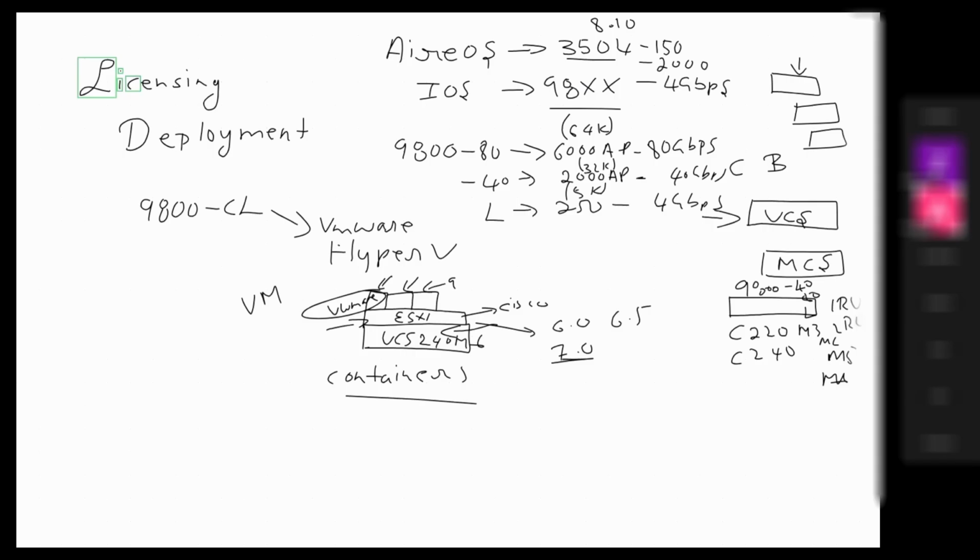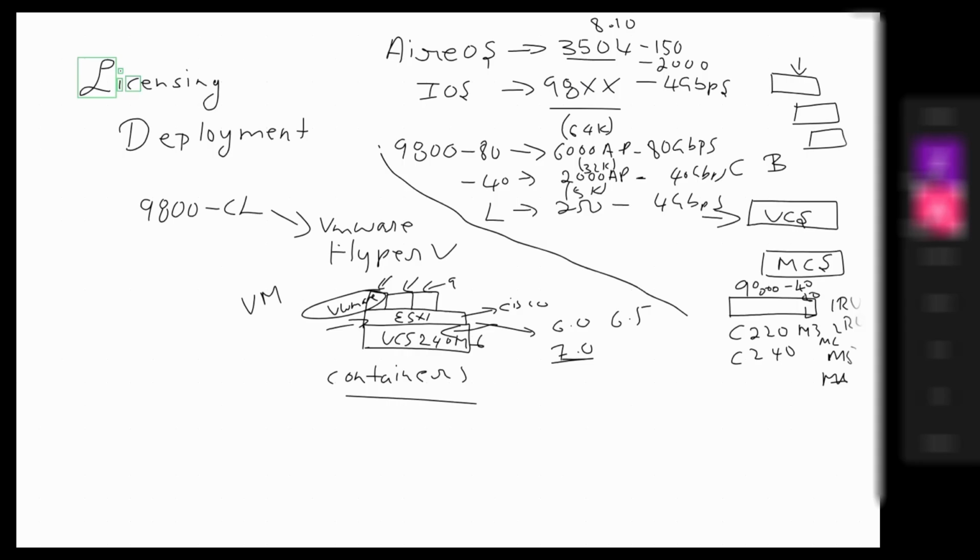Here, what was happening? This was the appliance model. Appliance model means one hardware where you get a pre-installed 9800 software. That's it. You cannot install one more 9800 in the same box. But if you purchase one UCS box, on top of that you use ESXi, and on top of that you are going to install multiple 9800s. These are called VMs.